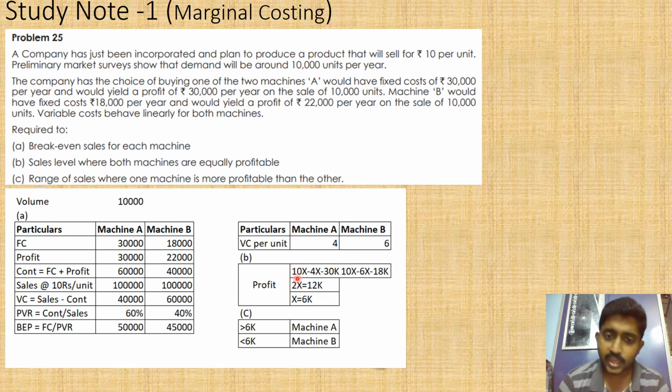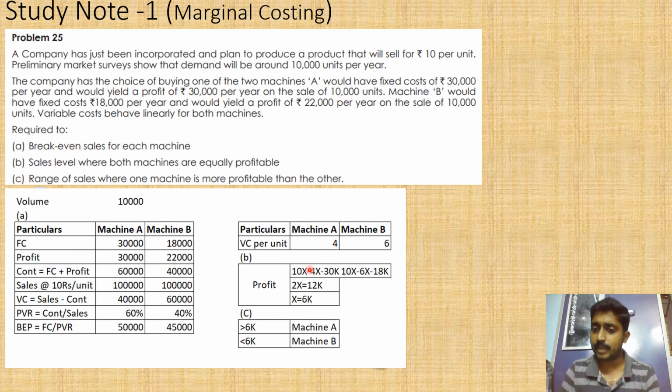That is the question. So I am assuming the sales quantity is X. Selling price is 10 rupees. So what is the sales? Selling price multiplied by sales quantity, so 10X is the sales. Variable cost we have already found, 40,000 and 60,000, and with a volume of 10,000, the variable cost per unit is 4 rupees for machine A and 6 rupees for machine B. So 10X is the sales for machine A, the same 10X is the sales for machine B, minus 4X as the variable cost.